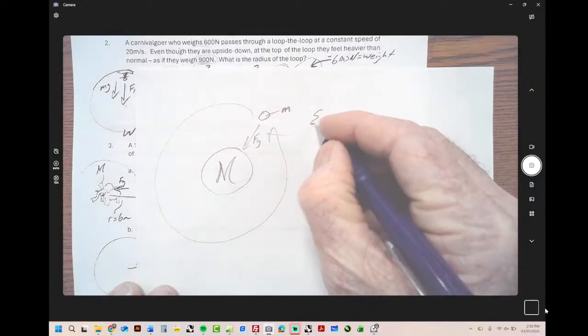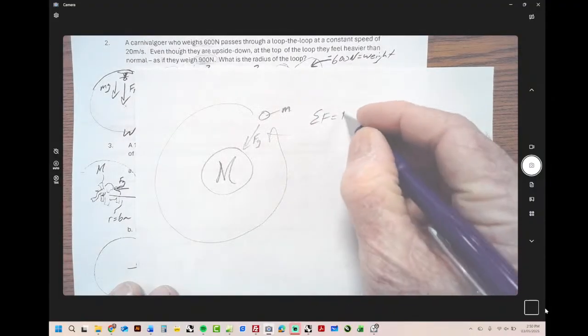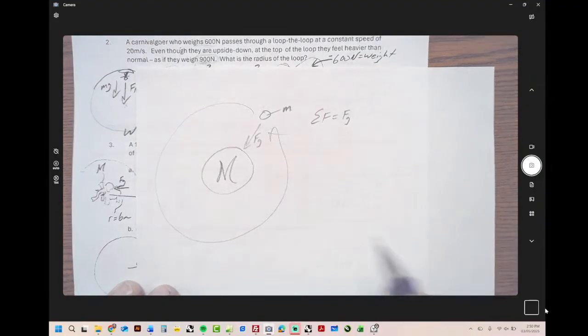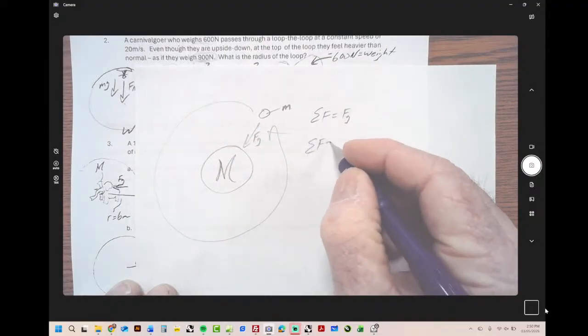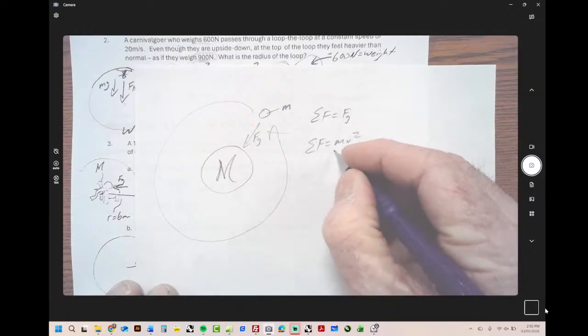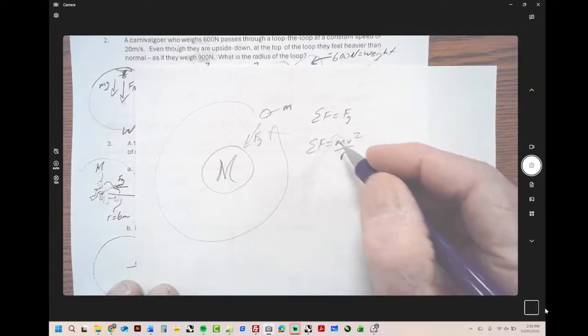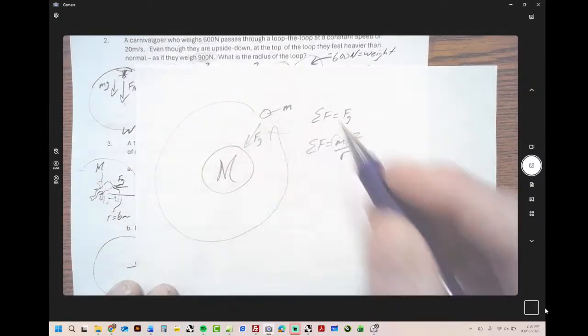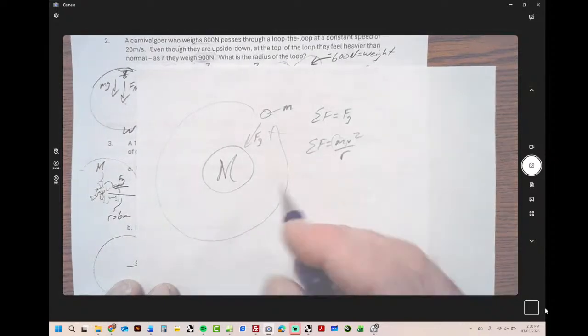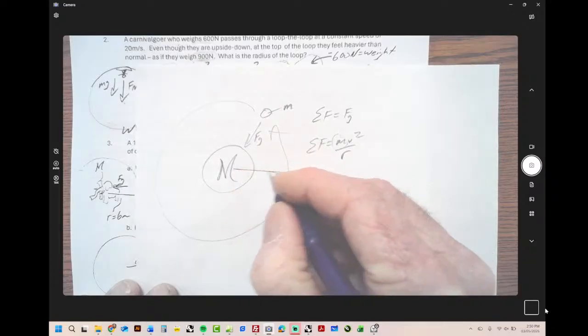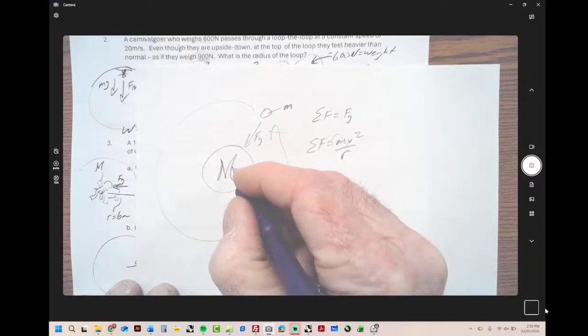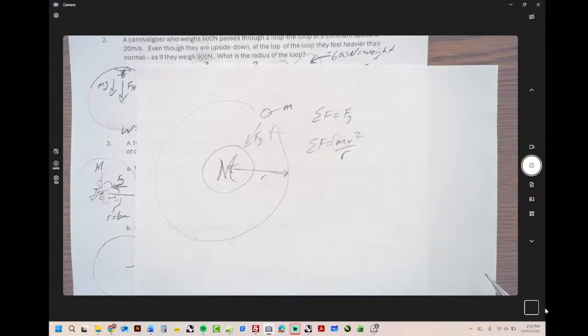So if I want to write the equation for net force, it's just the force of gravity. But since this is circular motion, the net force is also mv squared over r, where this is the mass of the thing going around. And r would be this distance right here, distance from the orbit to the center of the thing being orbited.